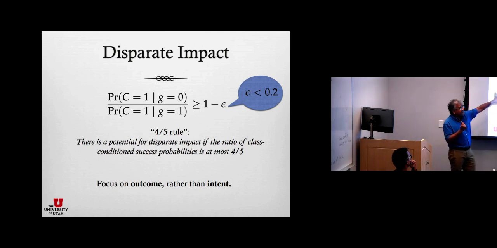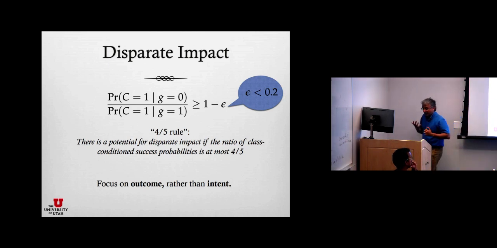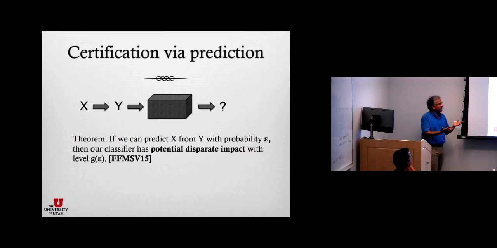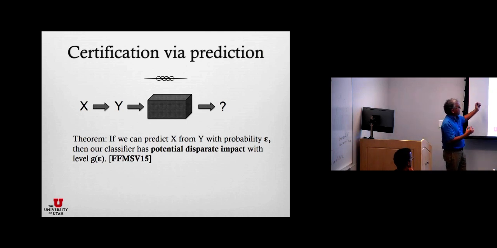So why is it important? This is legal doctrine. This is what's used in case law to determine adverse impact. And what it turns out we can show is that this idea of using predictability as a proxy for potential for bias can actually be formalized. And roughly speaking, if you can predict X from Y with some probability epsilon, then there exists some classifier that can extract this information to have disparate impact with some function of epsilon. And this actually works both ways around. So if you could somehow destroy this connection, then no classifier would be able to do this, because if it did, then it could actually do the prediction in the first place.